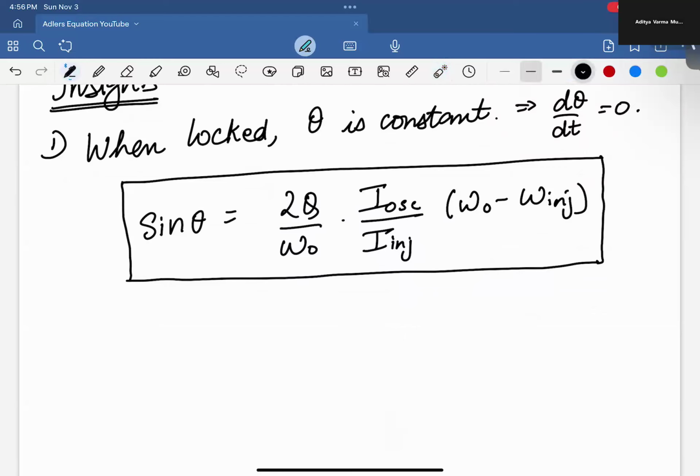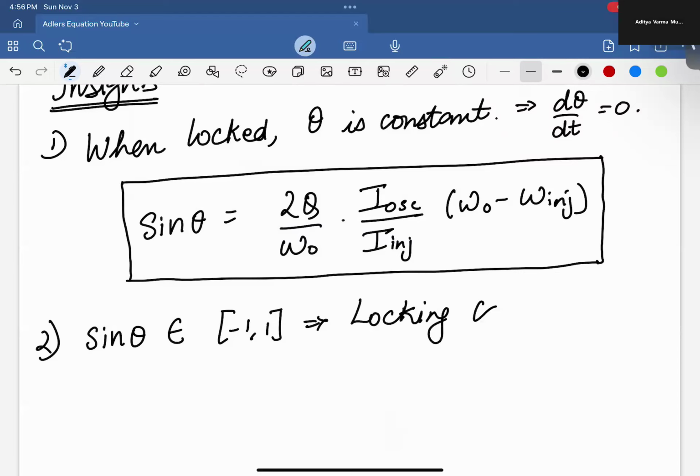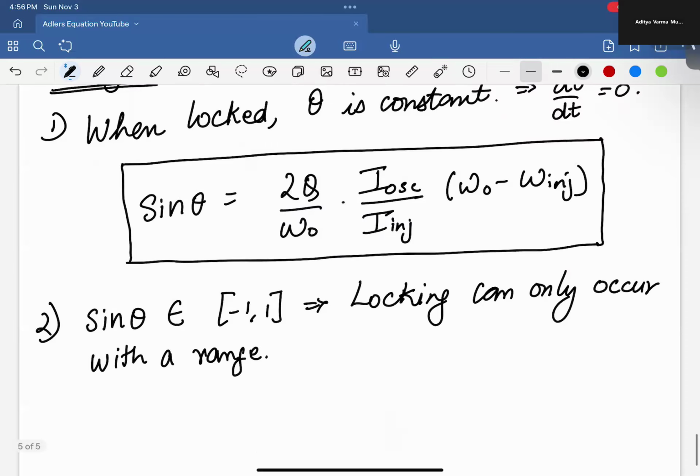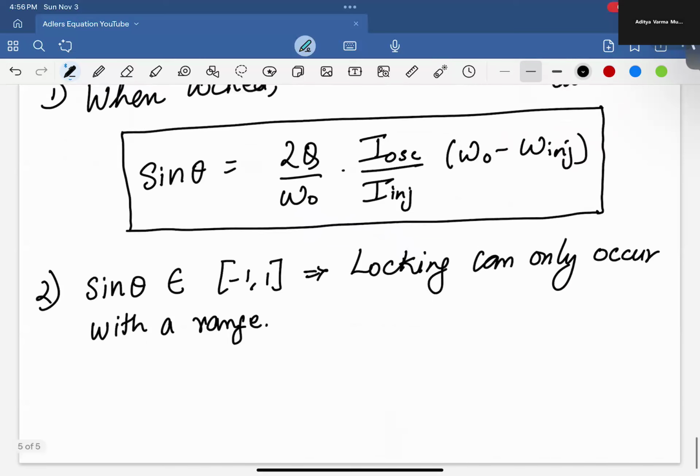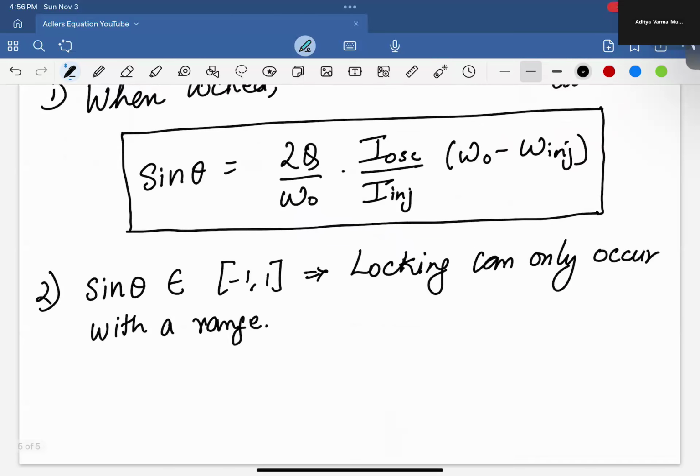Okay, so the second big insight, let's move on. We see that sine theta can only be between -1 and 1, right? Which means that locking can only occur within a certain range. Because the left-hand side is bounded, so the right-hand side should also be bounded. And that range is called the locking range, right?